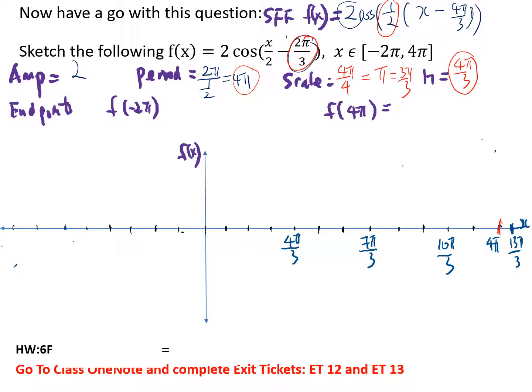And now we go to the left of 4 pi on 3. So we're going to take away pi from 4 pi on 3, which gives you pi on 3. Take away pi again: negative 2 pi on 3, negative 5 pi on 3, and lastly negative 8 pi on 3. But again, we are going to stop at negative 2 pi. So let's now look for the end values, the endpoint. What is the y value when x equals negative 2 pi? So let's sub that into our function.